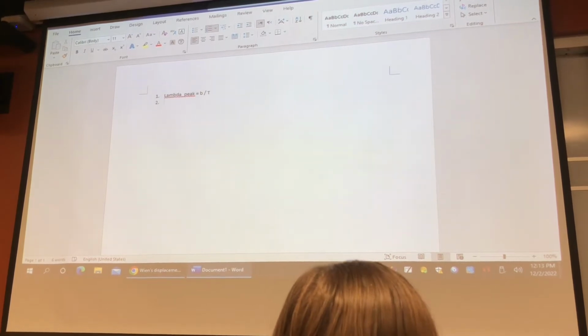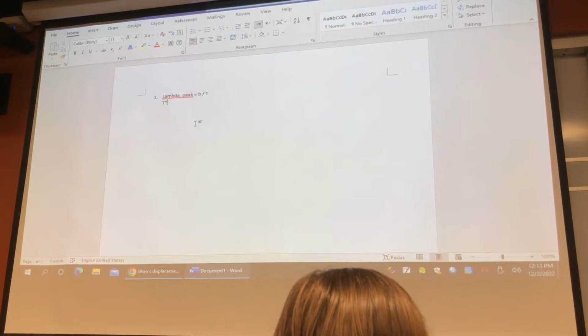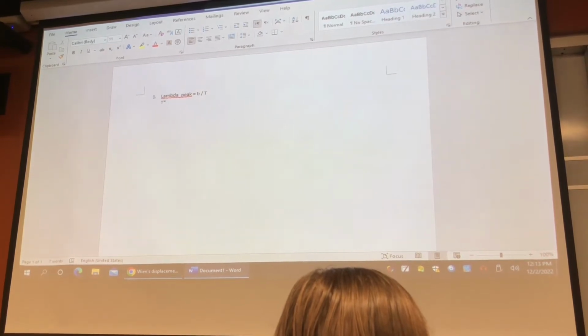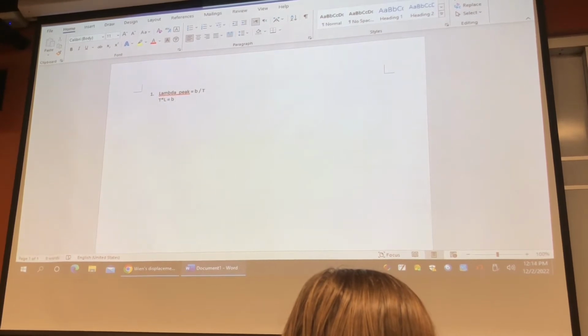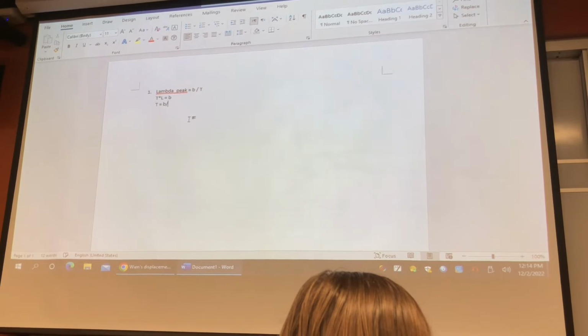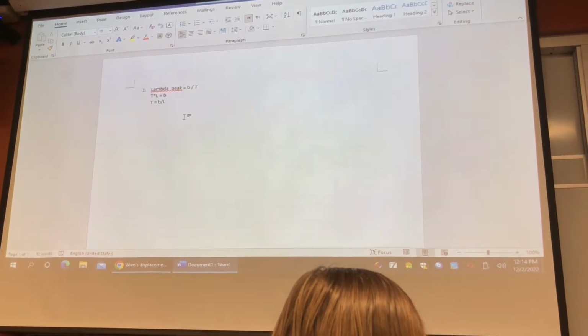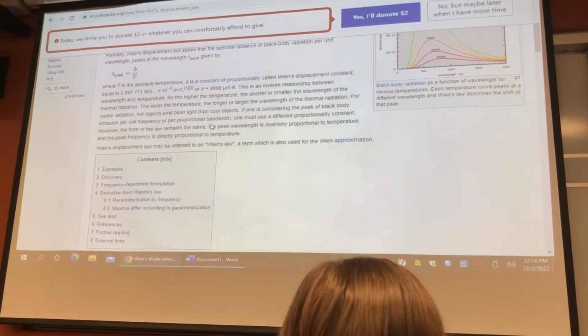Let me know if I'm going too fast on the math here. What we can do is multiply T on both sides. I'm just going to use L for lambda: L times T equals B. And then T equals B over L. Straightforward? Everybody good?